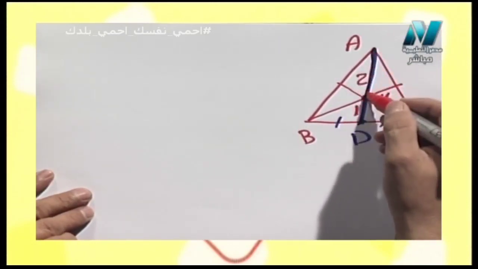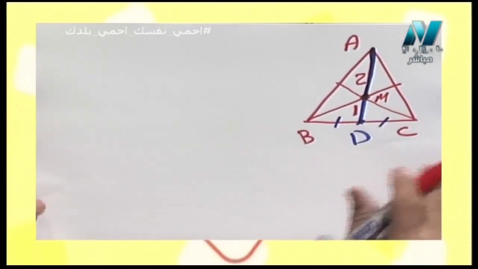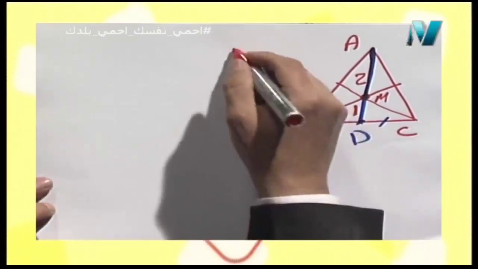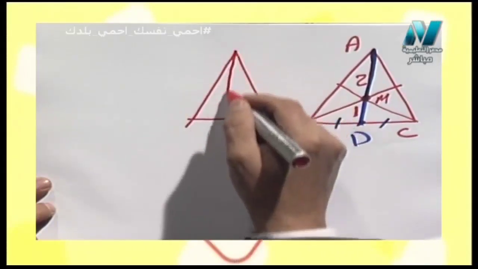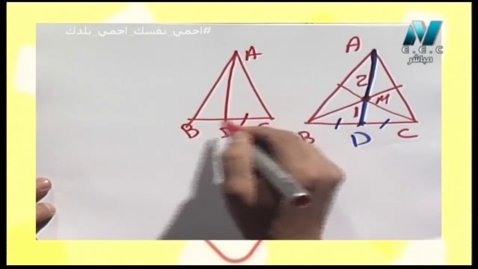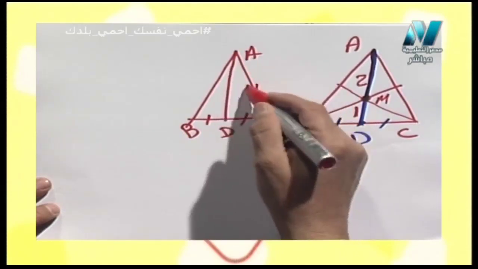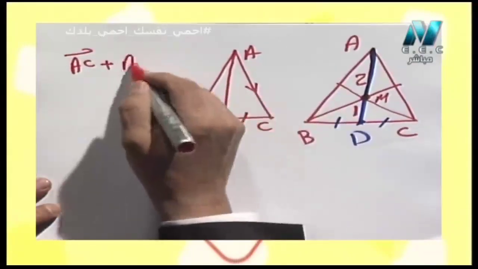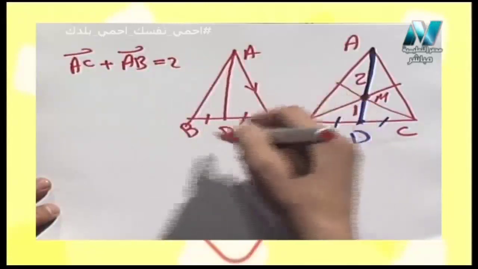This part is twice this part. So let's go to how we can deduce that the vector AC plus the vector AB equals double the vector AD.